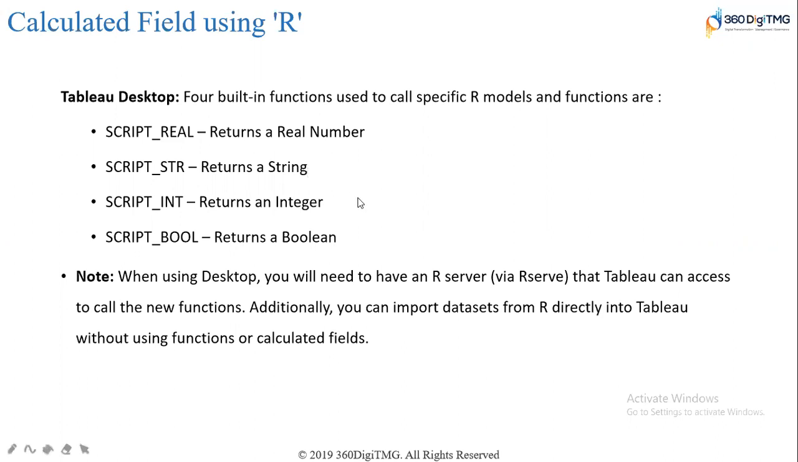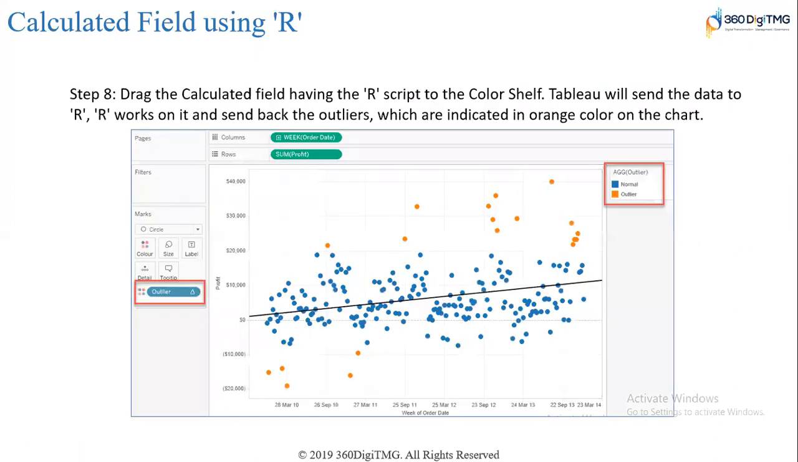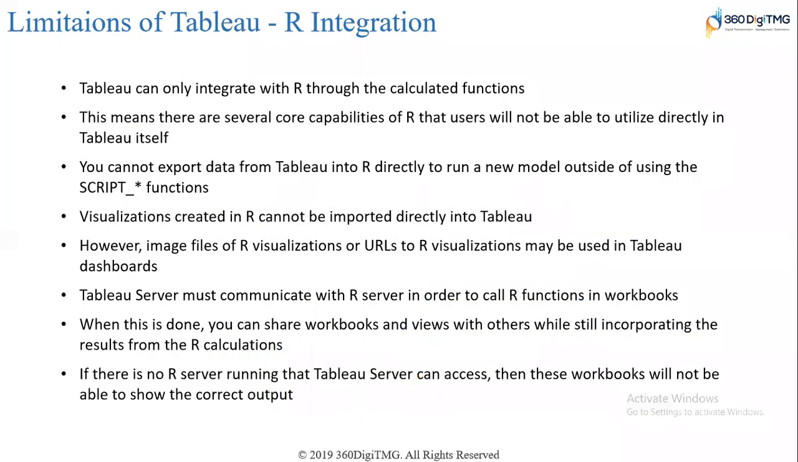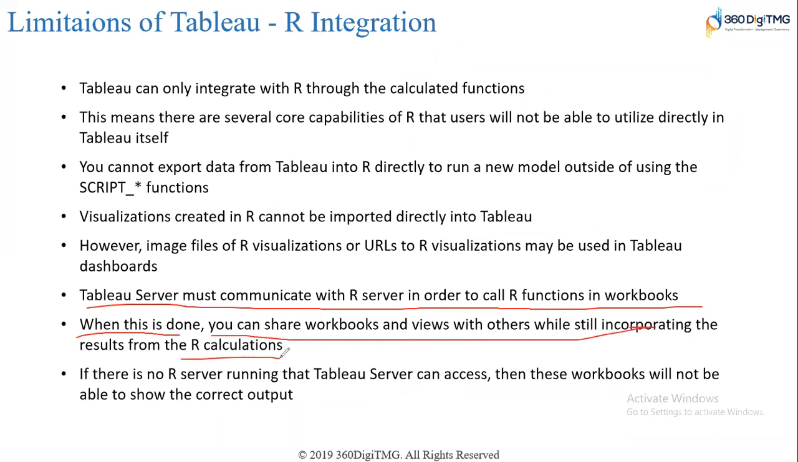So it's quite an expensive affair in that way also, because the story doesn't end with us using R that is locally present on our machine. Tableau server will have to be given access to some running instance of R server. Tableau server has to communicate with some R server. Only then the R calls will happen, whatever calls we have made in the workbook through calculated fields. Only when this communication is established can we share our workbooks and views incorporating the result coming from the R calculations. If that is not the case, then we will not get the correct output. If there is no R server that Tableau server can access, then these workbooks will not be able to show the correct output.